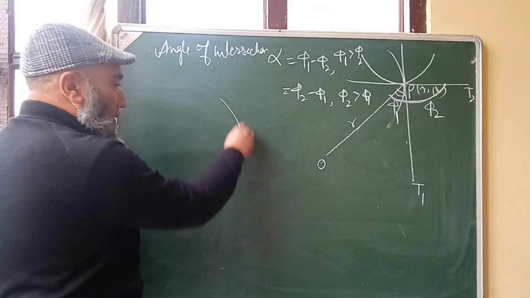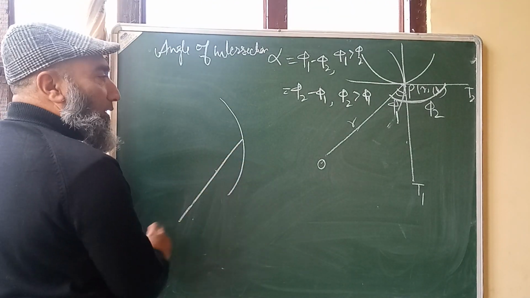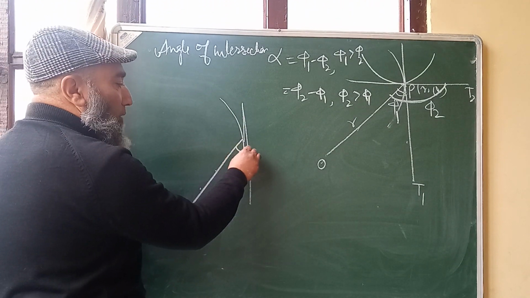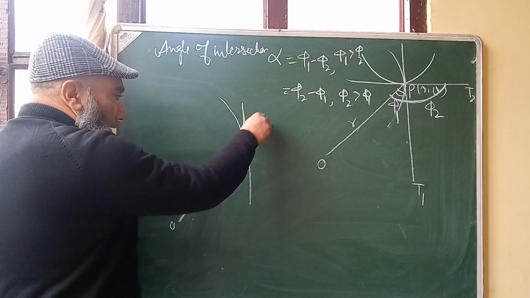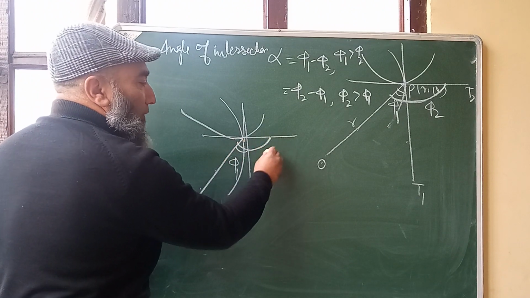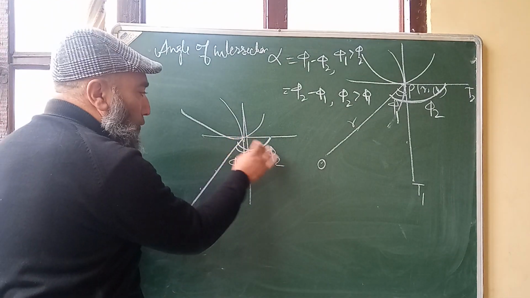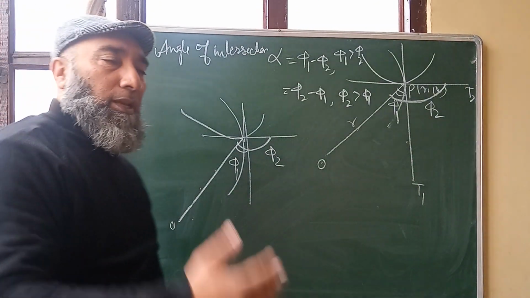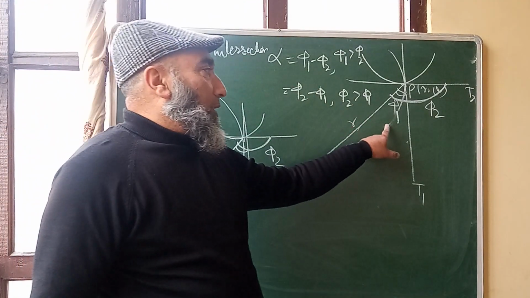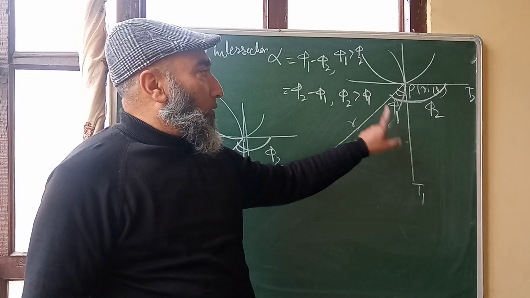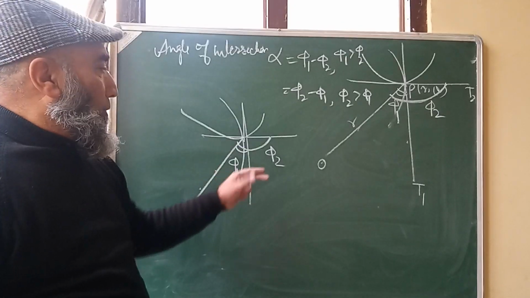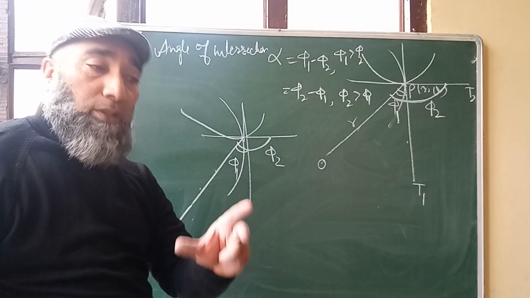You have two curves. The radius vector is common. You have one tangent, so you have one angle, phi 1. You have another curve, you have another tangent. This is the radius vector. You will have another angle, say phi 2. So there will be some portion common to both phi 1 and phi 2, which is known as the angle of intersection. Fine? So one thing is I have to find the angle between radius vector and tangent. Second, I have to find the angle of intersection between the curves.